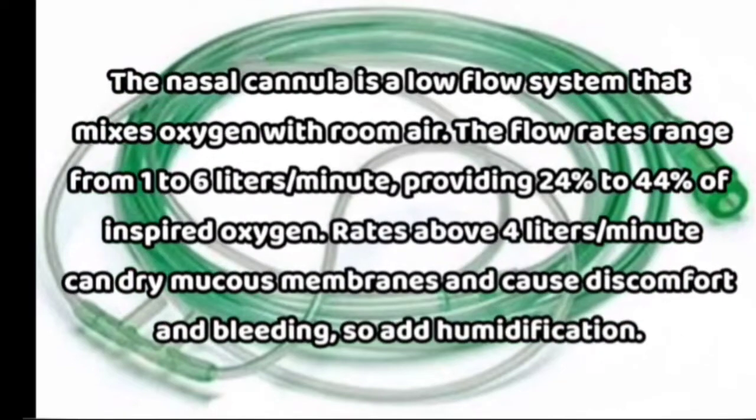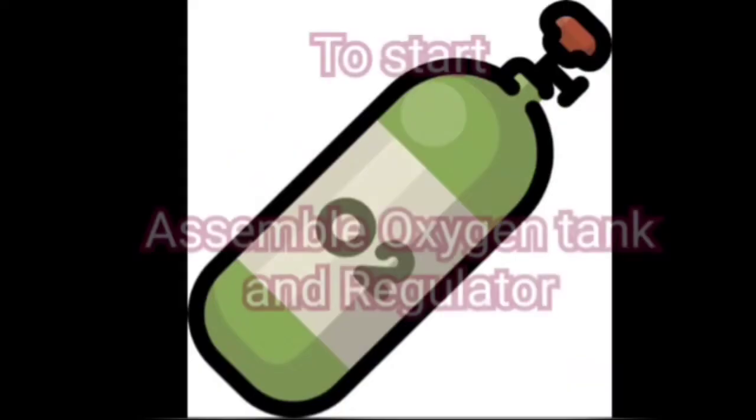The nasal cannula is a low-flow system that mixes oxygen with room air. The flow rates range from 1 to 6 liters per minute, providing 24 to 44% of inspired oxygen. Rates above 4 liters can dry mucous membranes and cause discomfort and bleeding, so add humidification.